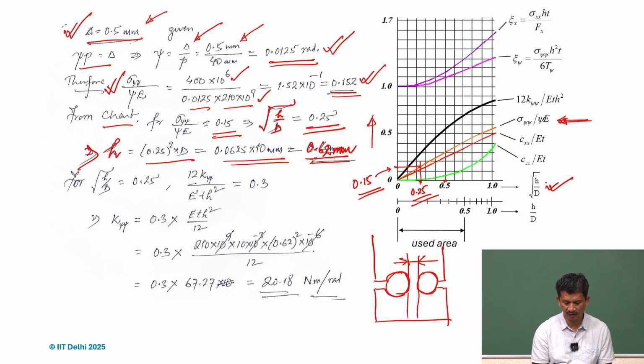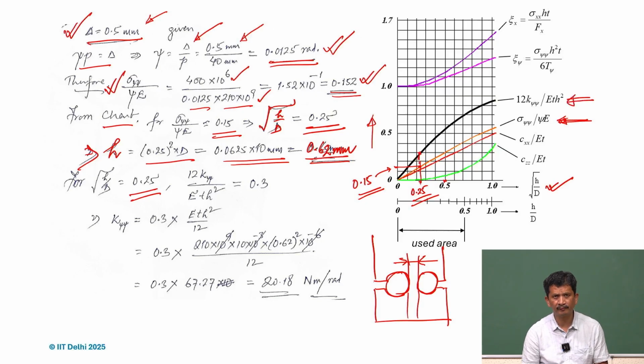So under root h by d is 0.25, and if we continue along the same line, we might be interested in knowing the k value, the rotational stiffness of this hinge. So we apply a moment and there will be deflection. So yes, the effective stiffness is the stiffness of the hinge.